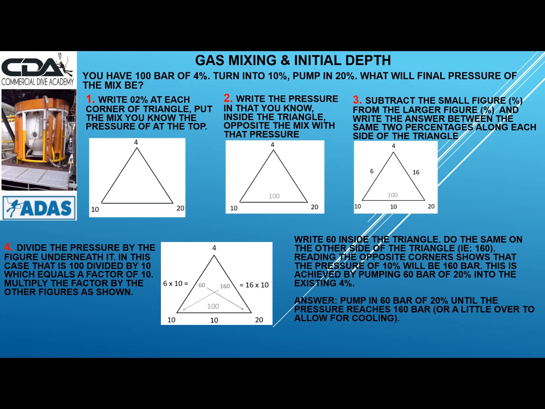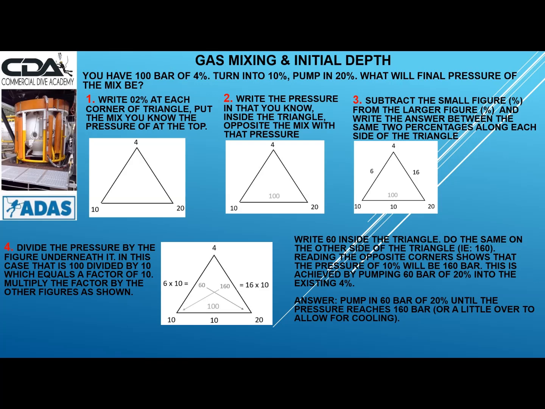Okay, let's look at the triangle. You've got 100 bar of 4% and you want to turn it into 10%. Pump in 20%. What will the final pressure of the mix be? Step 1. Write the oxygen percentage at each corner of the triangle. Same as before, we put the mix, the pressure at the top, which is 4%, and 10 and 20 on the bottom two corners.